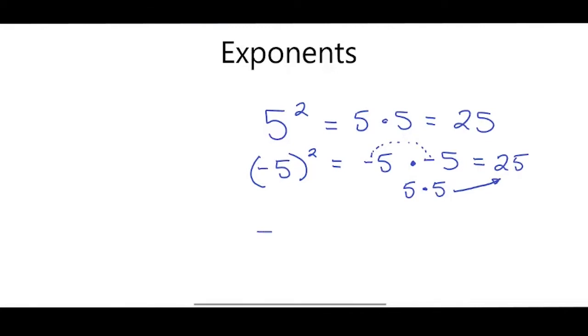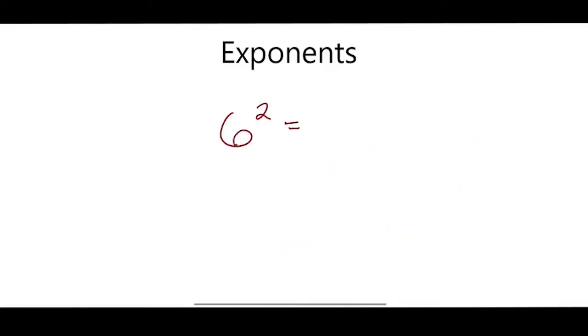But if I have negative 5 squared and the negative is not in parentheses, we treat that like negative 5 times 5. And that gives us negative 25.